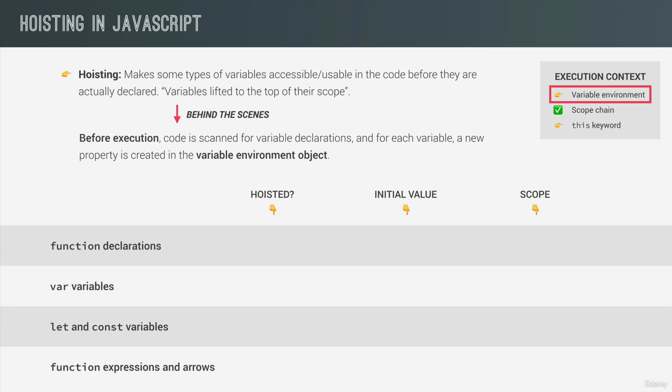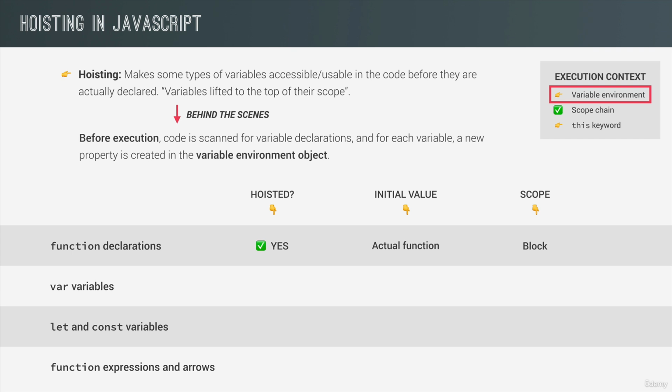So function declarations are actually hoisted, and the initial value in the variable environment is set to the actual function. So in practice, what this means is that we can use function declarations before they are actually declared in the code. Again, because they are stored in the variable environment object even before the code starts executing. And I actually told you before that function declarations work this way, but now you understand why. It is because of hoisting.